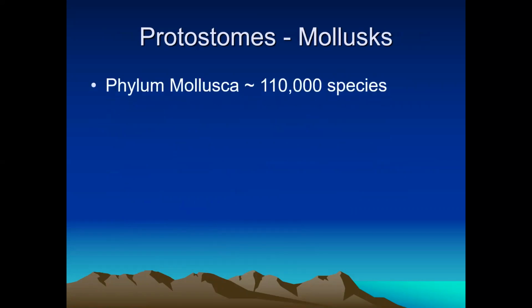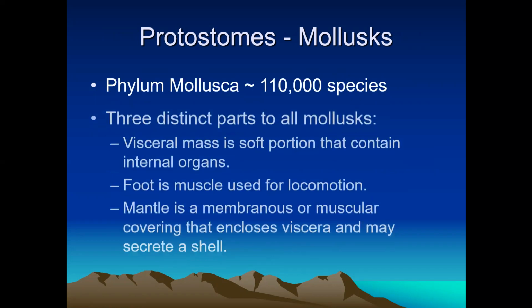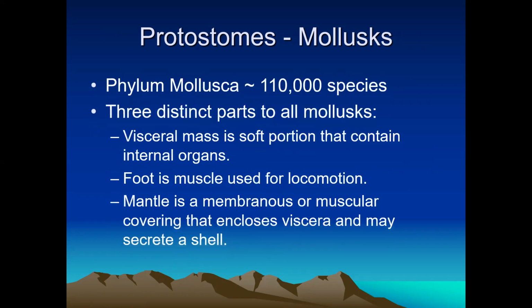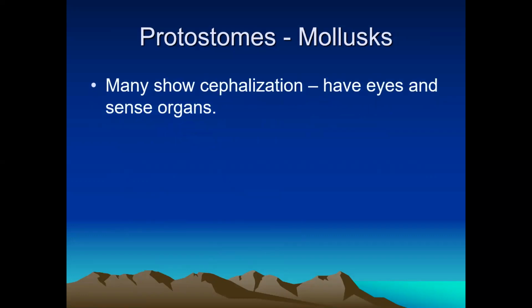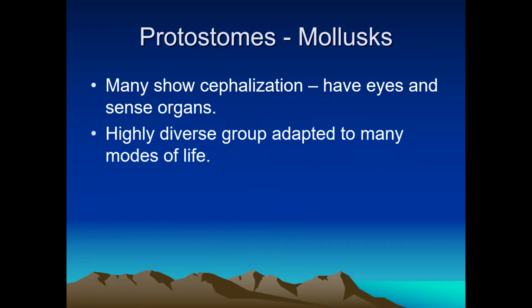So let's talk about mollusks first, phylum Mollusca. There are three distinct parts to all mollusks. We have a visceral mass, which is the soft portion that contains the internal organs, the foot, which is the muscle that's used for locomotion, and the mantle, which is a membranous or muscular covering that encloses the viscera and may secrete a shell. We see cephalization in many of these. They have eyes, and they have different types of sense organs depending on which mollusk you're looking at. They're highly diverse, and they're adapted to many modes of life.